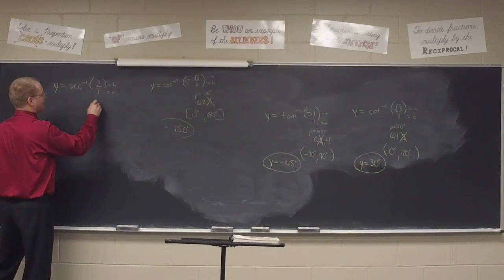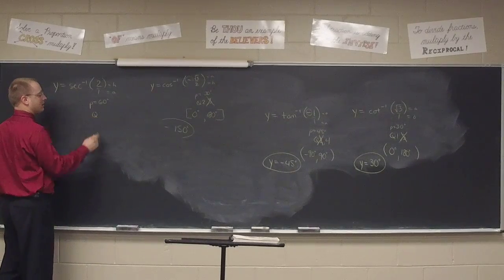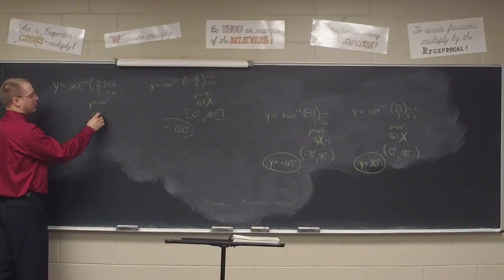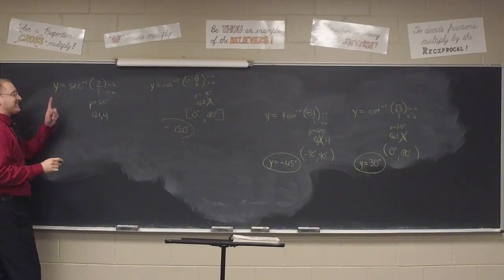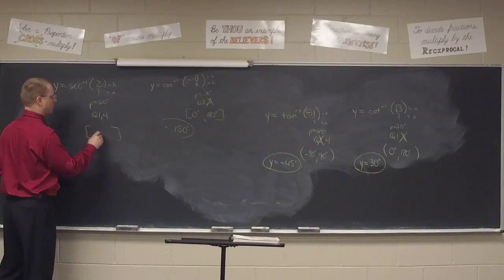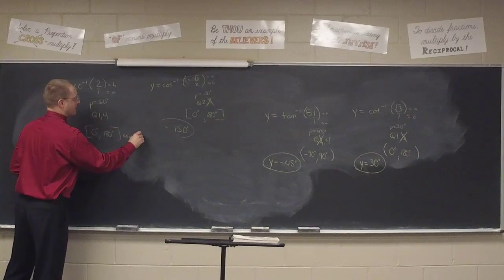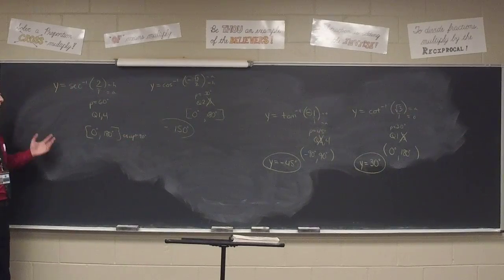Ethan specifically, when is secant positive? Quadrants 1 and 4. What is secant's limitation? 0 to 180, except at 90 degrees. But that's not an issue here, because it's not 90, it's 60.